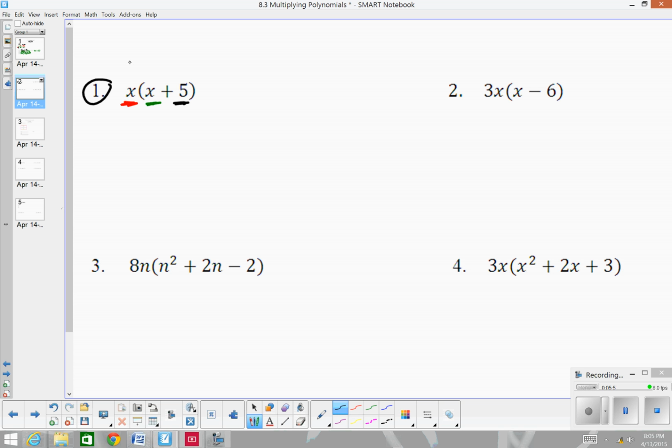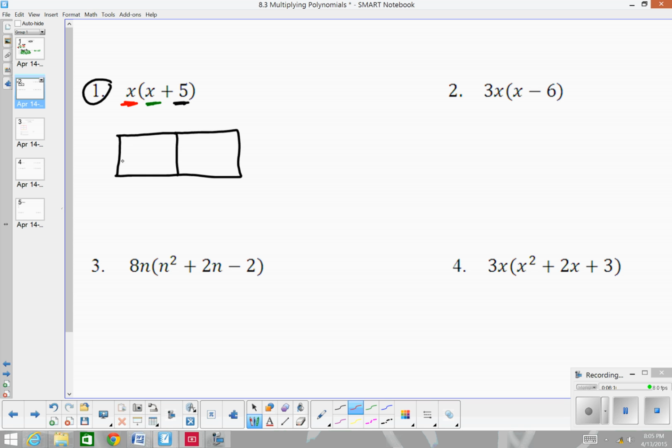So I need a 1 by 2 box. So it's going to look something like that. I have a 1 by 2 box. So now all I want to do is write my terms down below.